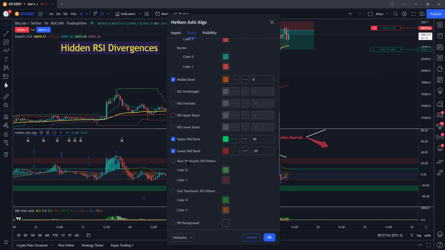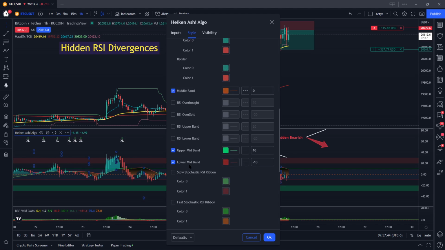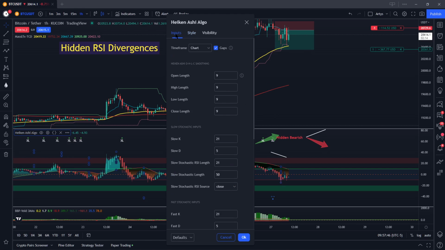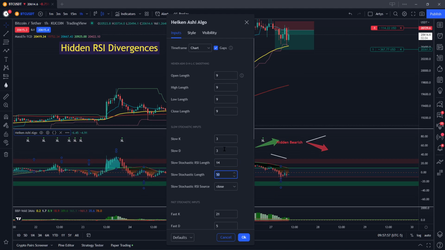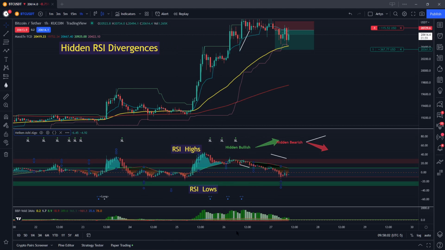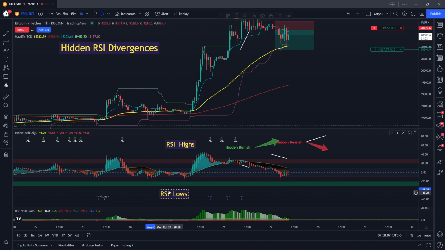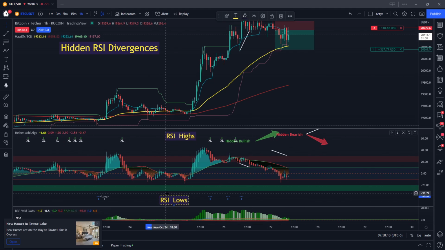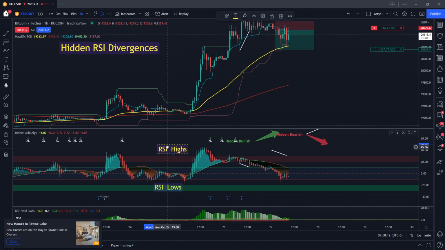So what I want you to do now that you have everything turned off that you don't need, I want you to go to the Inputs tab, go to your slow stochastic, and I want you to change it to these settings. You want 3, 3, 14, and leave that 50, okay? Slow stochastic is 3, 3, 14, and 50, okay? Now, you can't see it right now, and it's for the purpose of this video. I don't want too much on the chart right now to make things confusing. So now let's get into today's tutorial that will make you a trading genius.